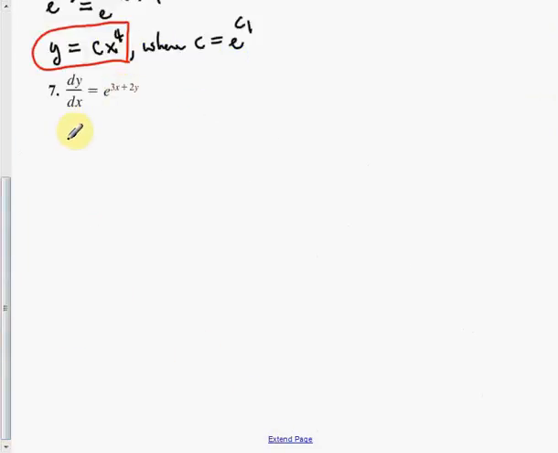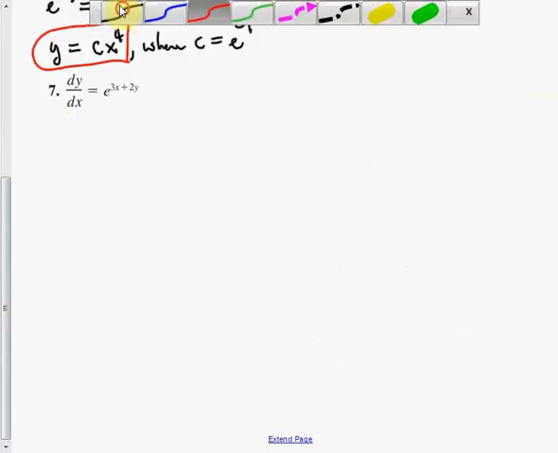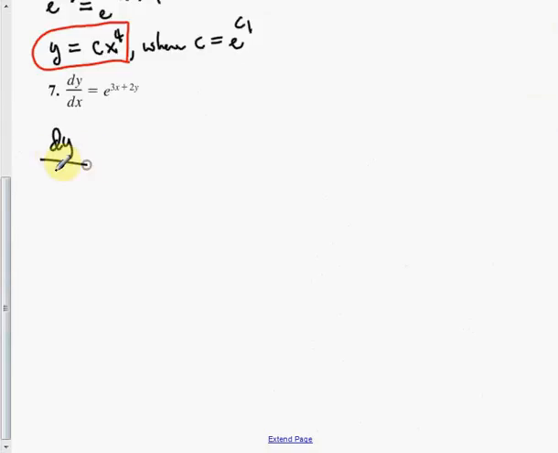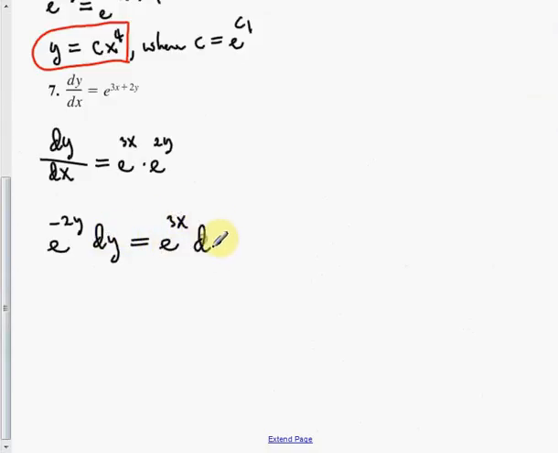So here, we can write this as dy over dx is equal to e to the 3x times e to the 2y. Multiply both sides by dx, and then divide both sides by e to the 2y. So here we get e to the negative 2y dy is equal to e to the 3x dx. Did you get that? That's like half your troubles.